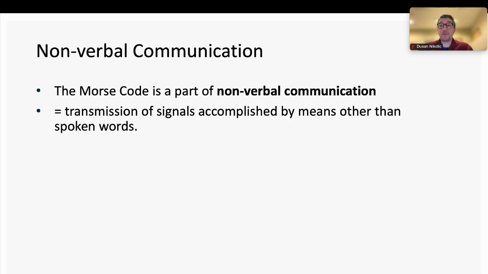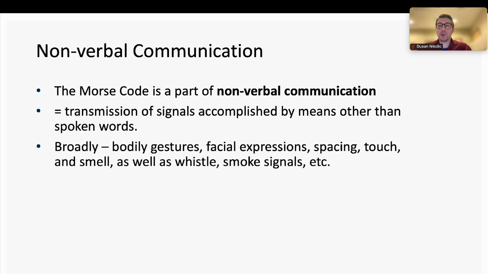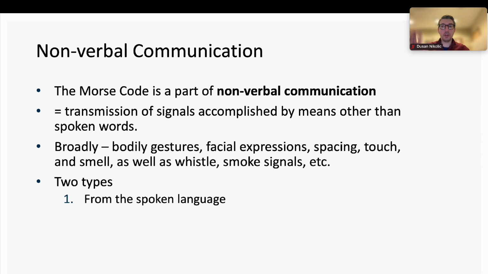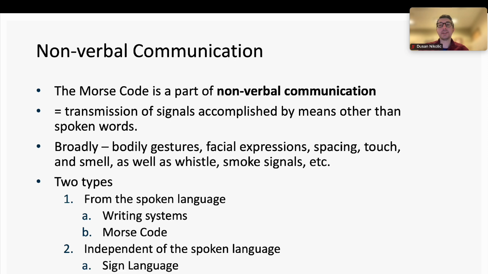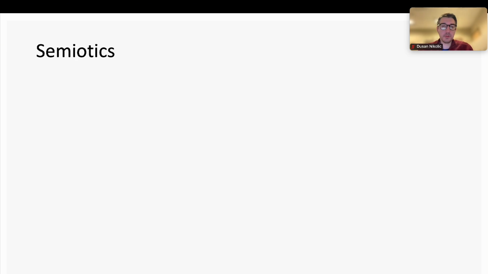The Morse code is a part of nonverbal communication, which is broadly taken as the transmission of signals accomplished by means other than spoken words. Broadly, any bodily gestures, facial expressions, touch, spacing, smell, whistles, smoke signals, etc., are considered nonverbal communication. There are two broad types: those dependent on the spoken language, such as writing systems and Morse code, and those independent of the spoken language, such as sign language, right? Although sign language is a means of communication or a language on its own, I still understand it's not a verbal communication.